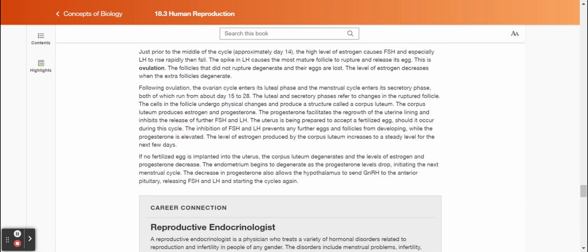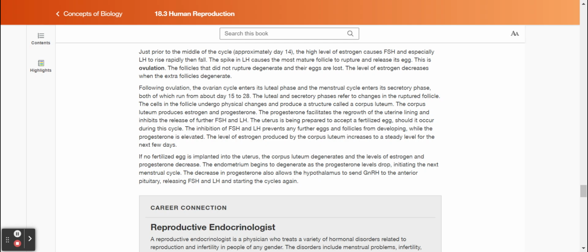Just prior to the middle of the cycle, approximately day 14, the high level of estrogen causes FSH and especially LH to rise rapidly and then fall. The spike in LH causes the most mature follicle to rupture and release its egg. This is ovulation. The follicles that did not rupture degenerate and their eggs are lost. The level of estrogen decreases when the extra follicles degenerate.